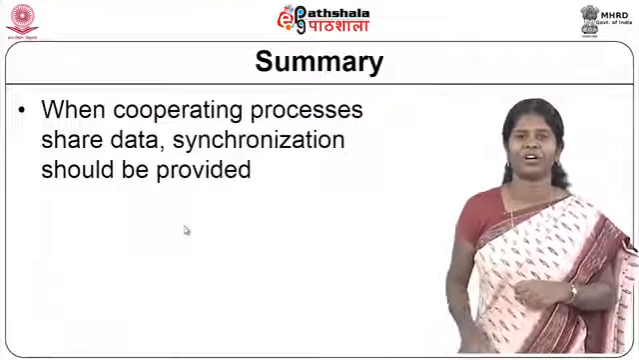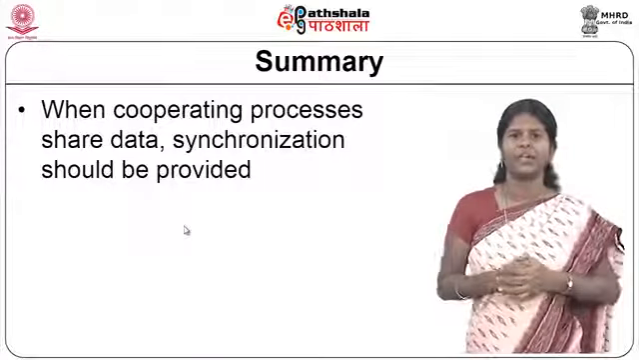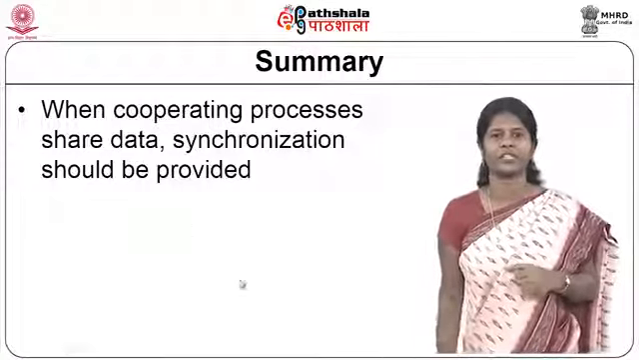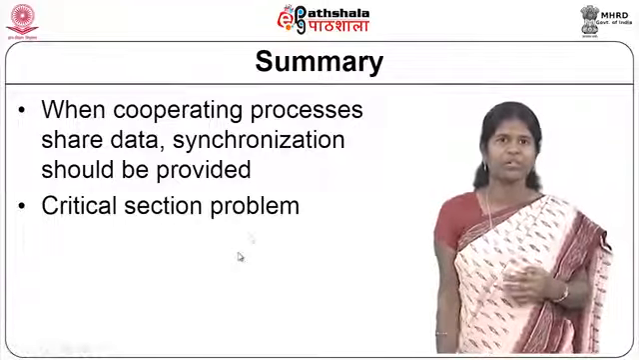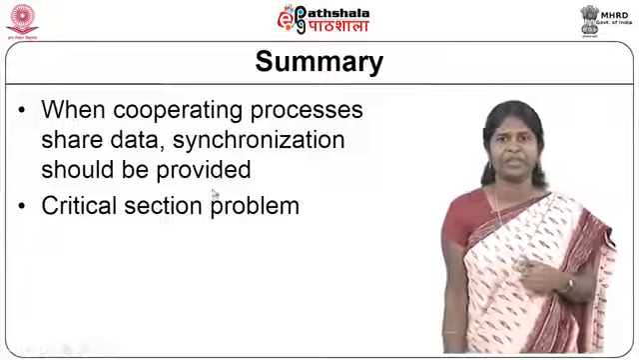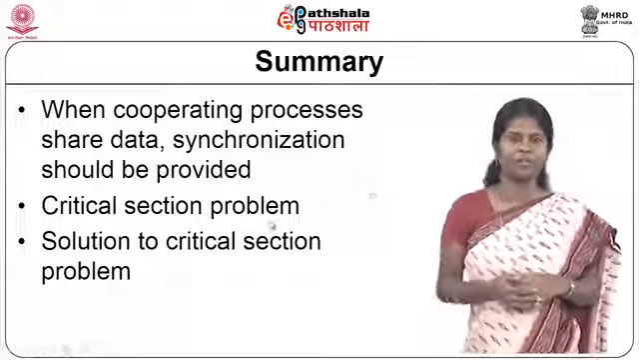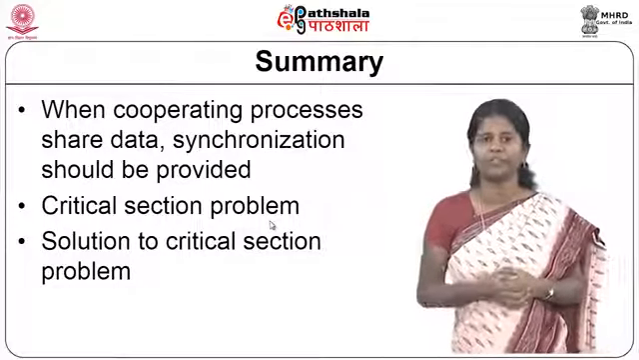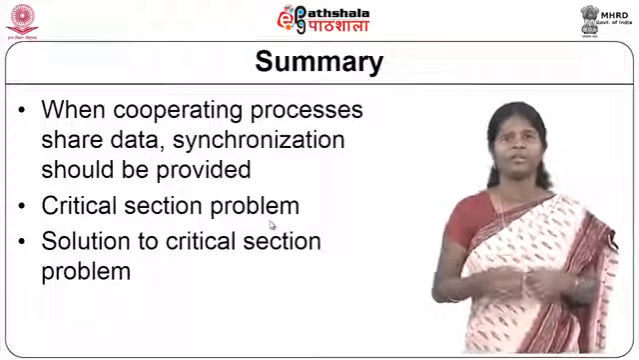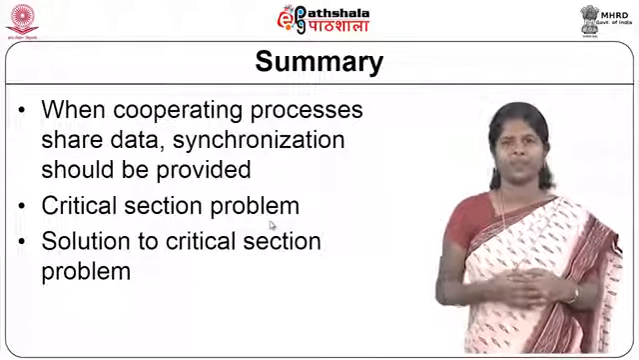Summary of today's class: we learned that when cooperating processes share data, some kind of synchronization has to be provided, else it may result in inconsistencies of the shared data. We introduced you to the critical section problem. You learned what this problem is, and then we saw one solution to it, but that solution did not satisfy all three conditions required for a solution to the critical section problem. It only satisfied the mutual exclusion condition. The other conditions, progress and bounded waiting, are not satisfied.